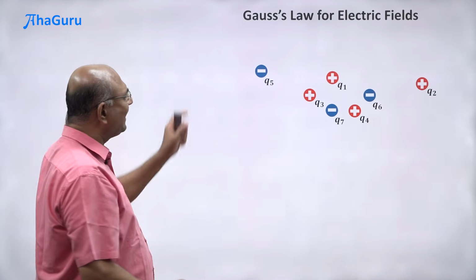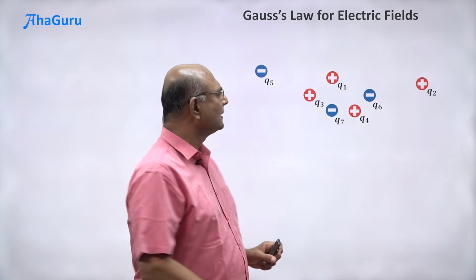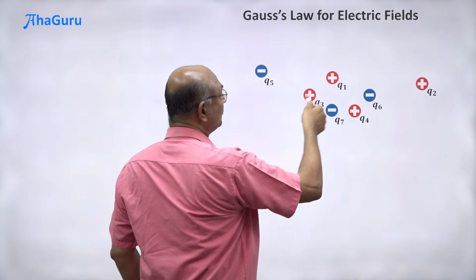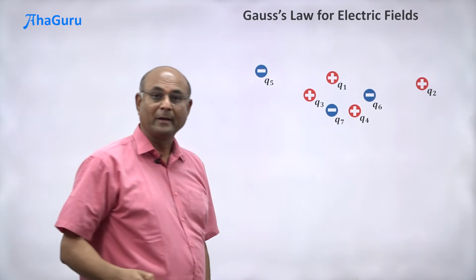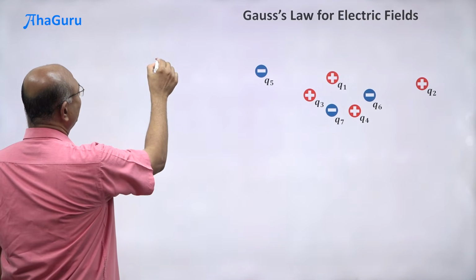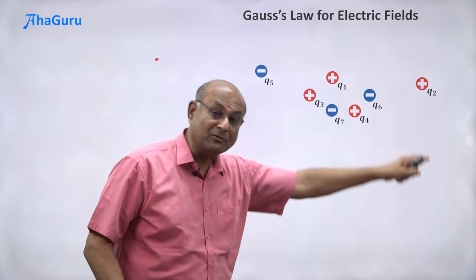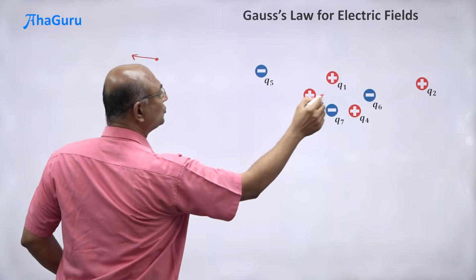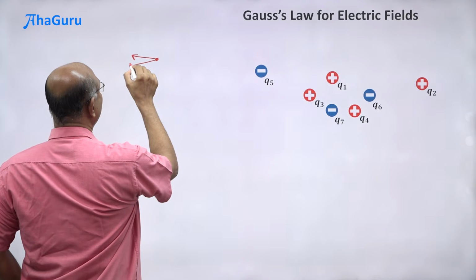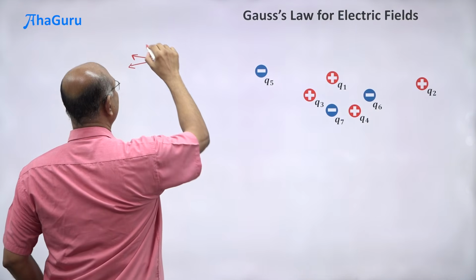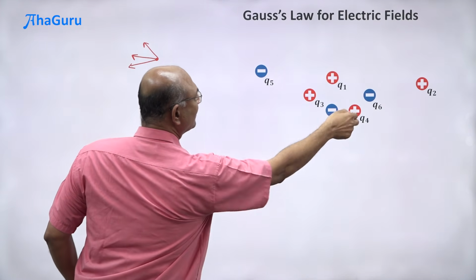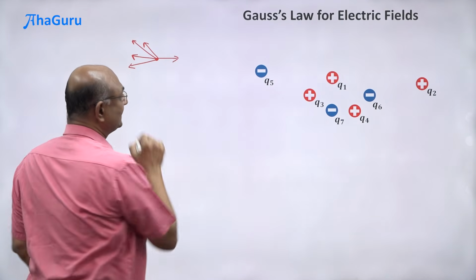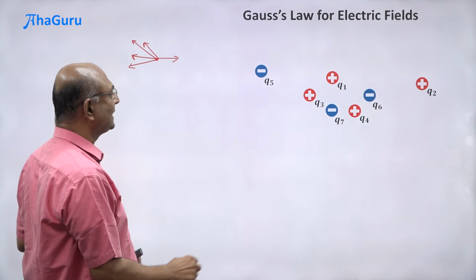Let us start. If I have a bunch of charges like this, some plus charges, some minus charges, it doesn't matter. So Q1 is here, Q2 is there, Q3, Q4, Q5, Q6, Q7. Now if I take any point, let me pick a point here, the electric field is going to be because of all of these charges, right? Q1 will produce an electric field, Q2 will produce some other electric field, Q3 will produce an electric field, Q4 will also produce an electric field, and Q5 is going to produce an electric field like this. For negative charges, the electric field is pointing towards the charge.